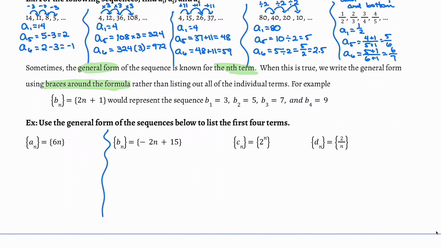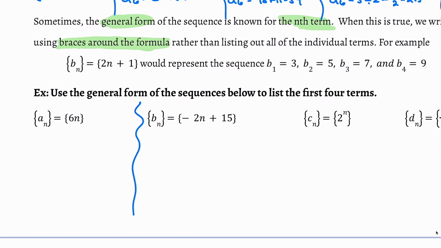It says use the general form of the sequence below to list the first 4 terms. I want the first 4 terms. That means I want my first term. Notice that when I did my first term, my n was 1.